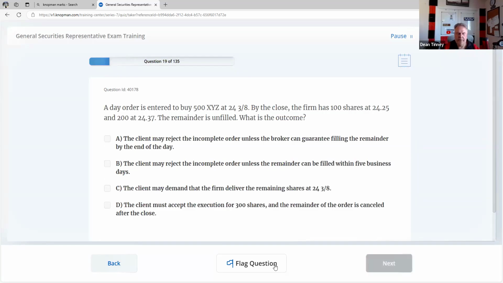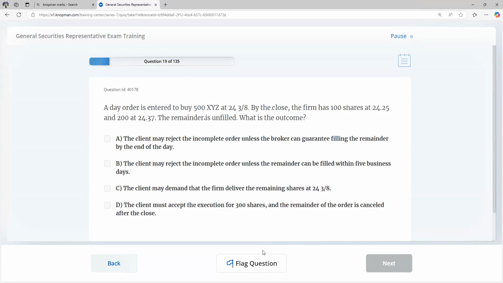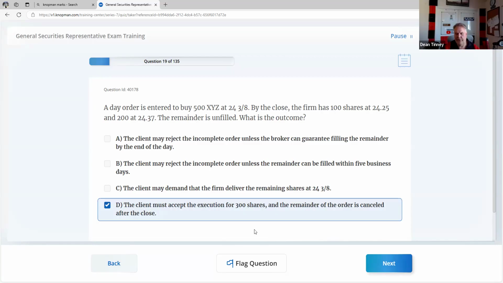A day order is entered to buy 500 shares of XYZ at 24 and 3/8. By the close, the firm has 100 shares at 24.25 and 200 shares at 24.37. The remainder is unfilled. What is the outcome? I think that it could be D. The client can accept the execution for 300 and the remainder is canceled, unless he told us all or none or fill or kill or whatever. Then yeah, D.